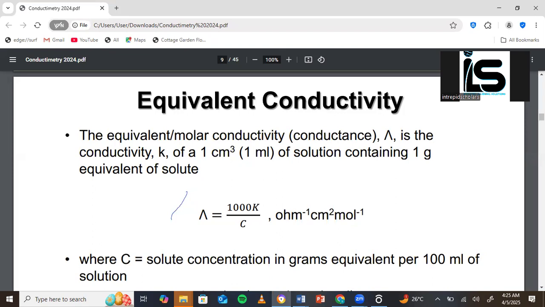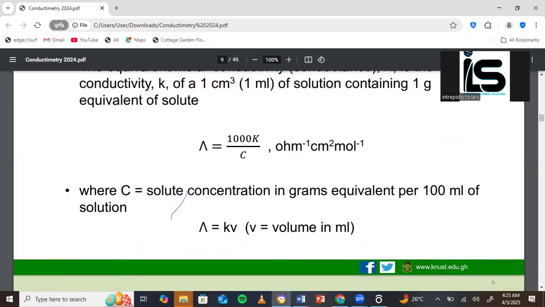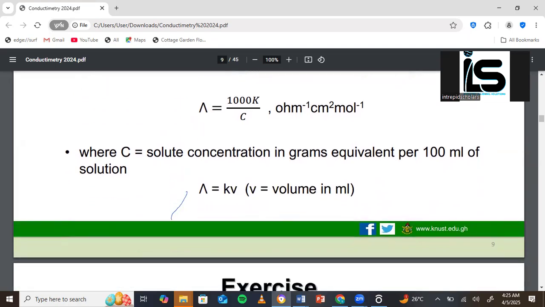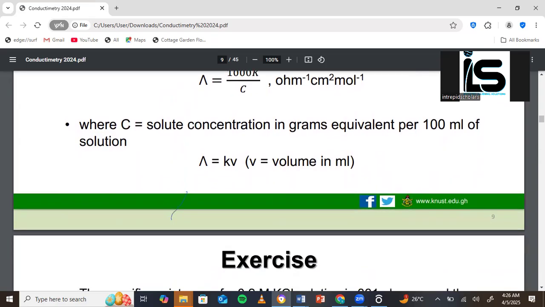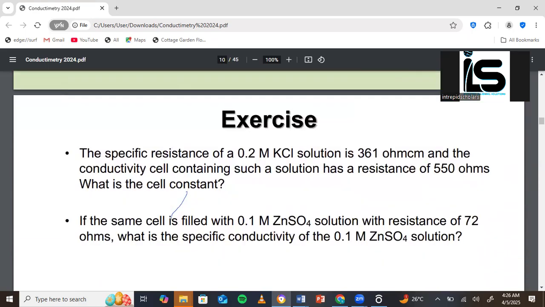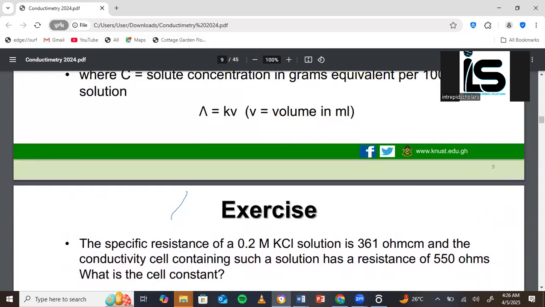Now, if we are looking at molar conductivity, then we look at 1 mole of a solute, right? Now, this is the general formula for equivalent conductivity. We can simplify the formula to equivalent conductivity is equal to kV, where V is measured in mLs. Very important for us to keep this particular formula.